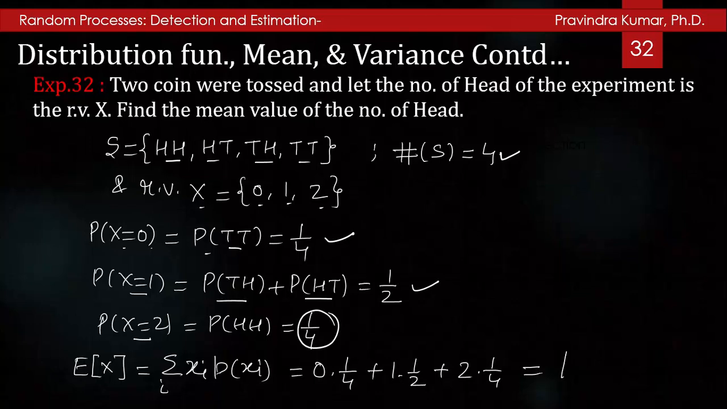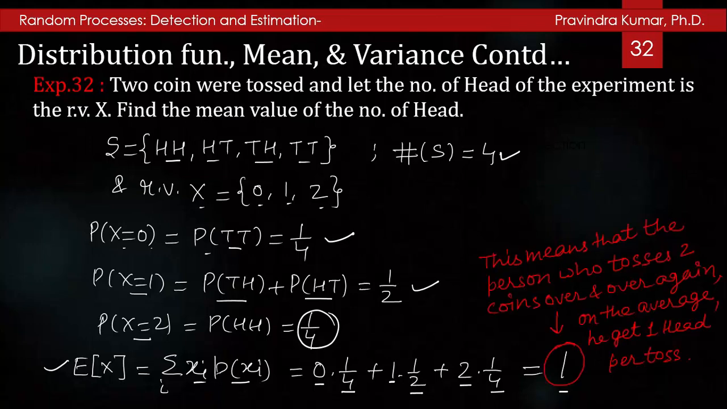So from here you can find out the expected value of the random variable x, or the number of heads, and from the definition it is summation over i of xi p(xi). So when x is equal to 0, the probability is 1/4, when x is equal to 1, the probability is 1/2, and when x is equal to 2, the probability is 1/4. So we can get the expected value here as 1. This means that a person who tosses two coins over and over again gets, on average, 1 head per toss.